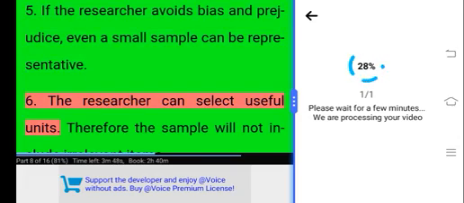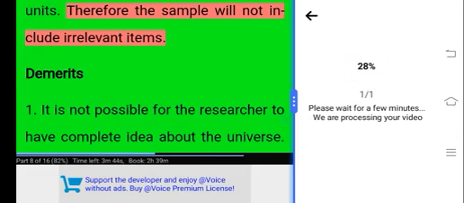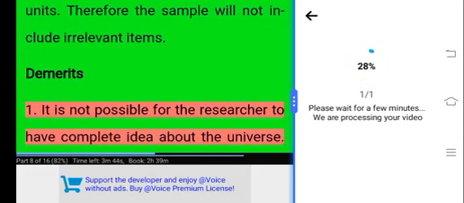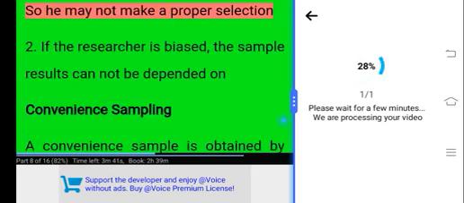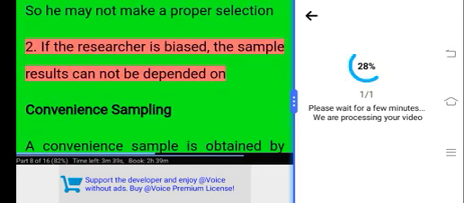5. The researcher can select useful units. Therefore, the sample will not include irrelevant items. Demerits. 1. It is not possible for the researcher to have a complete idea about the universe. So he may not make a proper selection. 2. If the researcher is biased, the sample results cannot be depended on.